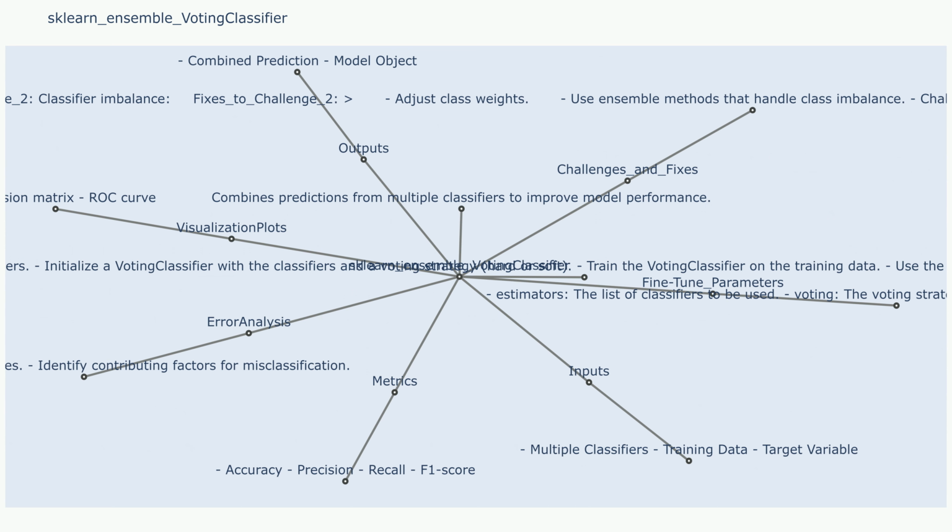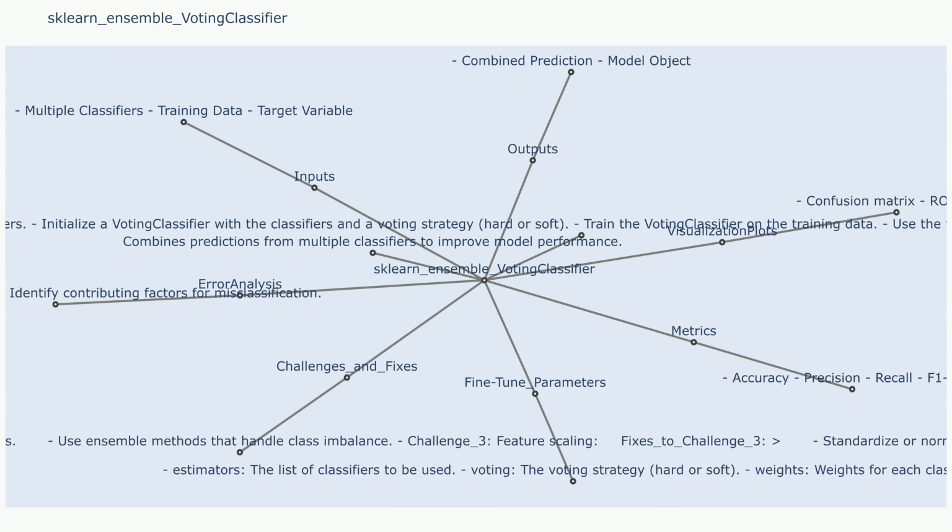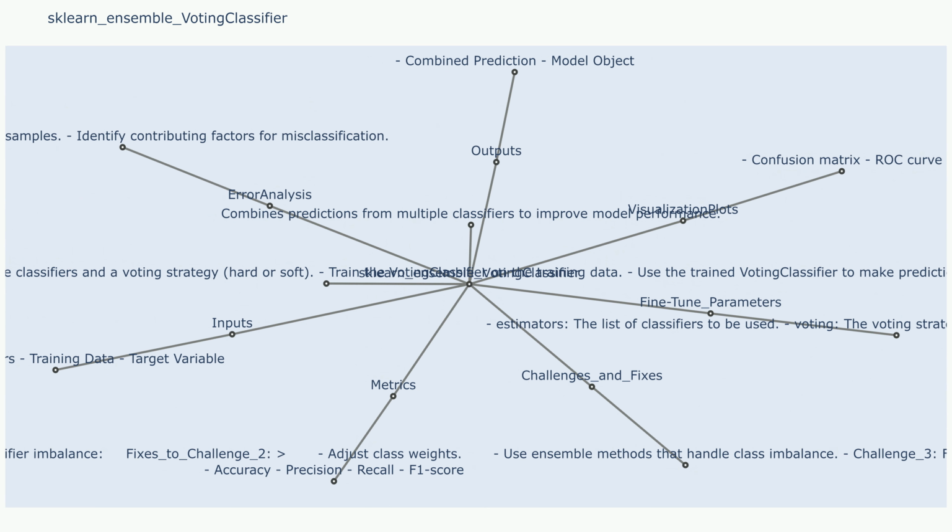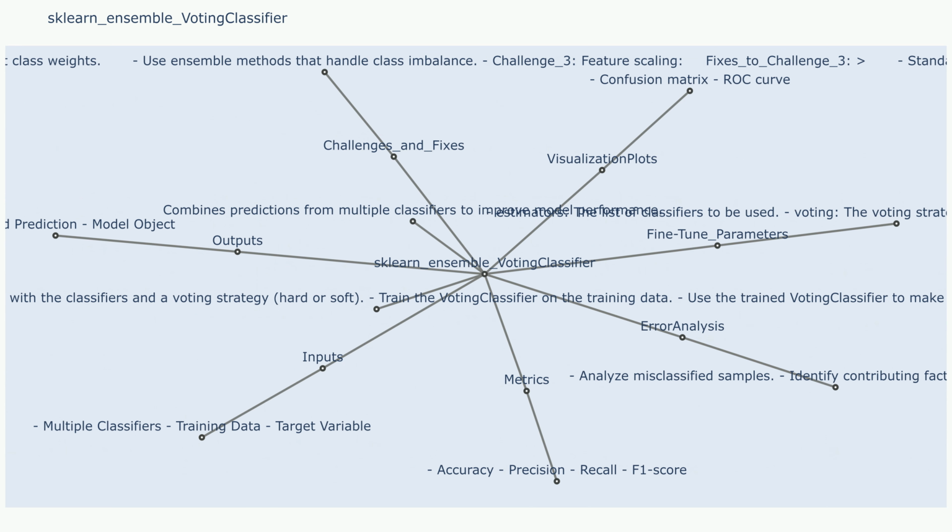Challenge 2: poor performance. If the individual estimators are not good at predicting the target variable, the ensemble will also perform poorly. Sample use case that resulted in challenge 2: using a linear regression model as an estimator in an ensemble for a dataset with nonlinear relationships. Fixes to challenge 2: feature engineering: creating new features that are more relevant to the target variable. Ensemble selection: selecting a different set of estimators that are more suitable for the problem.